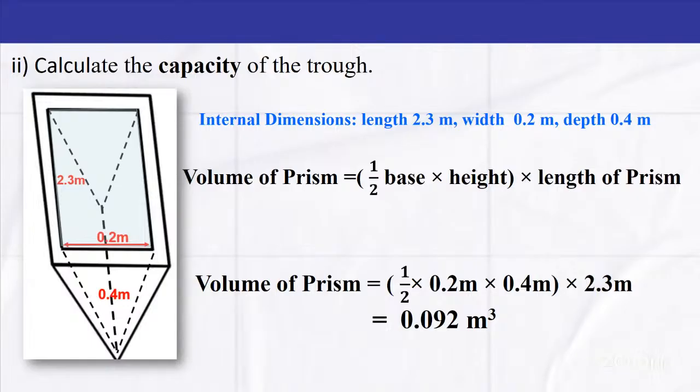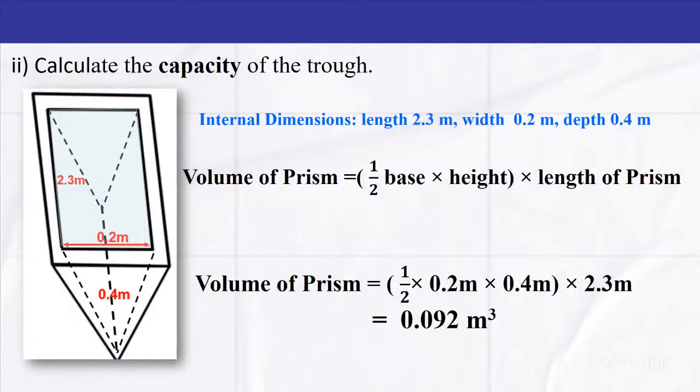All right, so we know that the capacity of the trough is 0.092 cubic meters. How did we arrive at that? So in this case, we're looking at when the trough is filled all the way up. So in this case, its volume is equal to its capacity. And we're saying that the volume of a prism is found by multiplying the area of the cross section of the prism by the length of the prism.